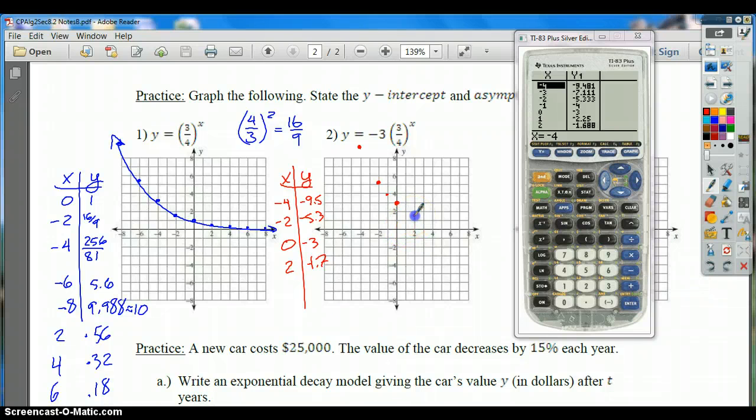So at 2, I'm at 1.7, which is here. And I just realized I'm doing these all upside down. Let me flip these. So flip this down. 4, -9.5. So this is 8. We're actually down here. -2, 5.3. 0, -3. Here. 2, 1.7. All right. Now we're good.